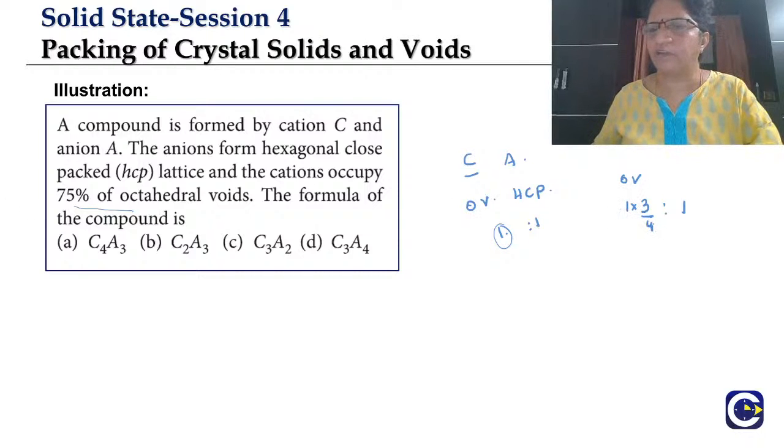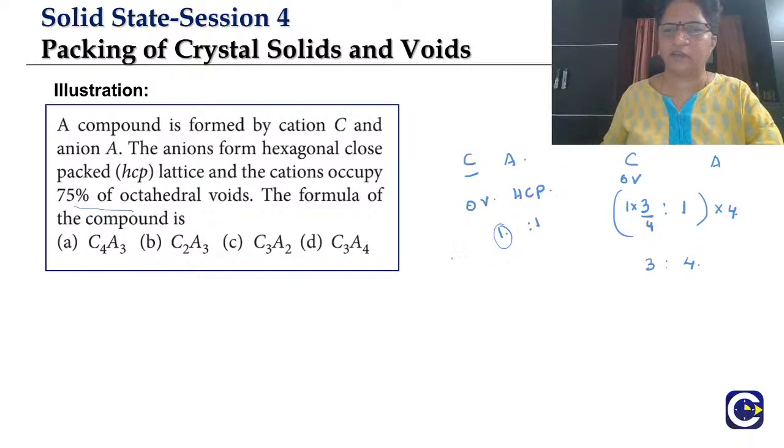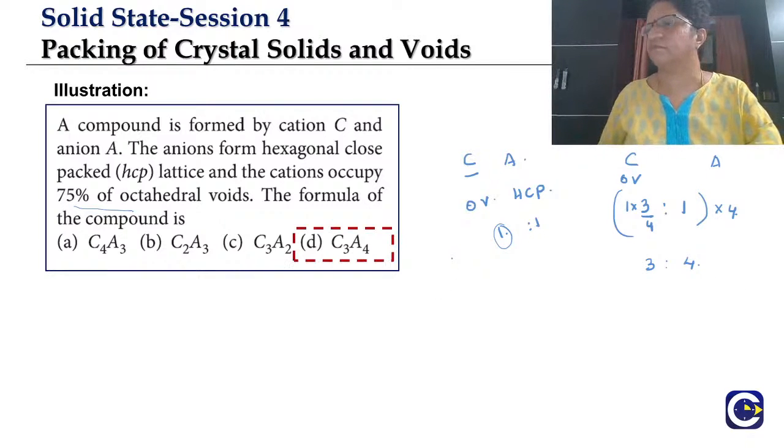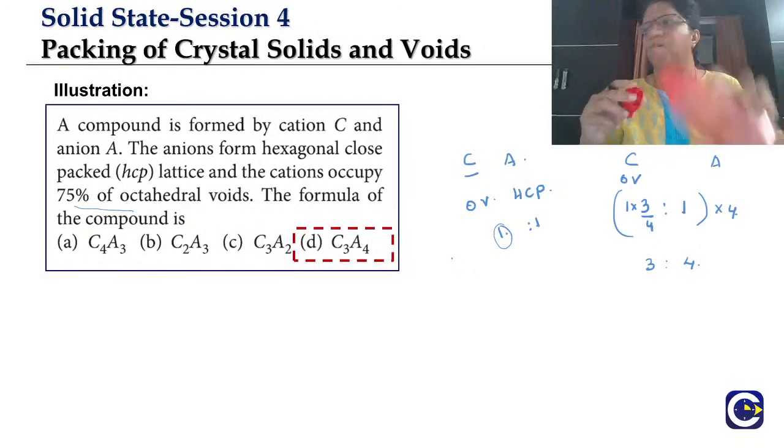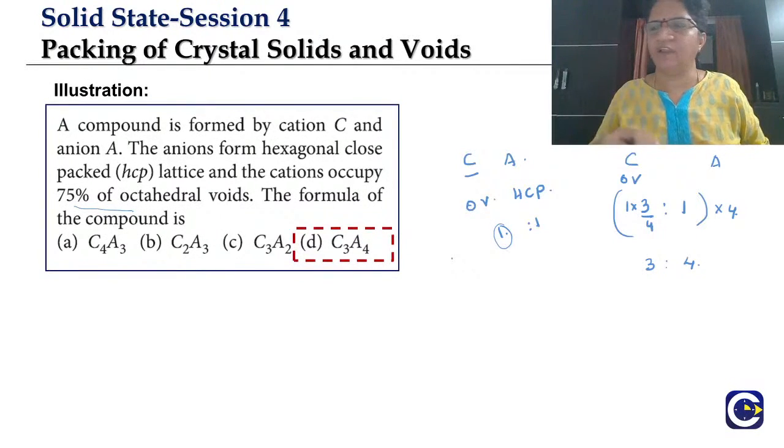Again, what should I do? I cannot take the fraction. I will multiply throughout with 4. Sorry, C and then A. So it becomes 3:4, C3A4. Are you able to get the answer as C3A4? Any doubt? Any doubt how you are getting this answer? Is it fine? Shall I continue?